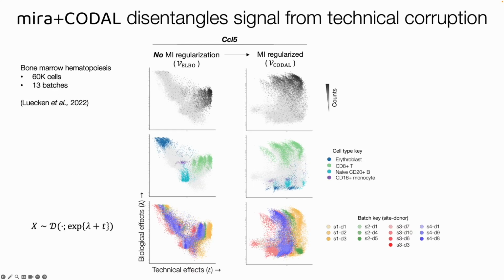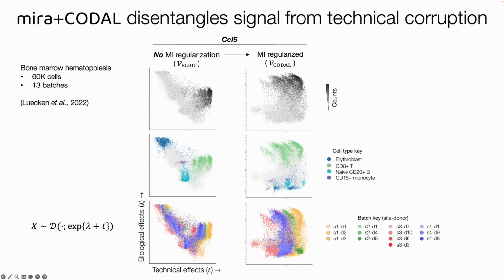The following test demonstrates the effect of introducing the mutual information regularizer. The plots on the left show the biological and technical effect predictions for the gene CCL5, a CD8 T cell marker, estimated from a bone marrow hematopoiesis dataset composed of 60,000 cells and 13 batches. Using the same statistical model as CODEL, but without mutual information regularization, biological and technical effects are entangled and show an incoherent relationship with the actual observed counts, highlighted in gray.